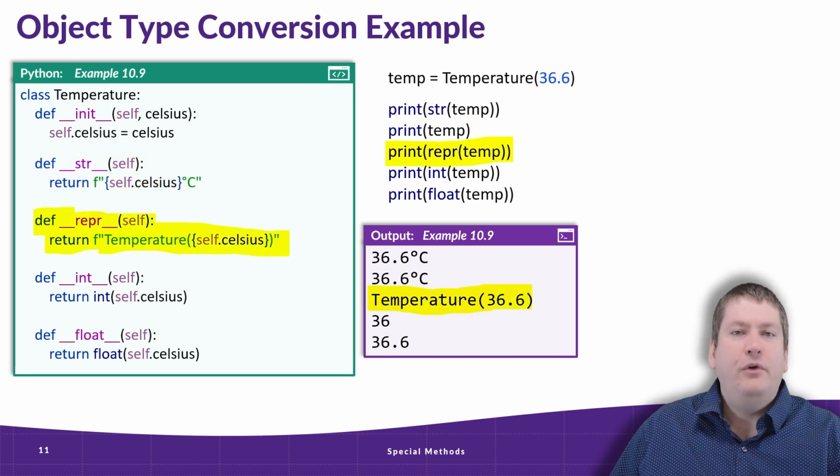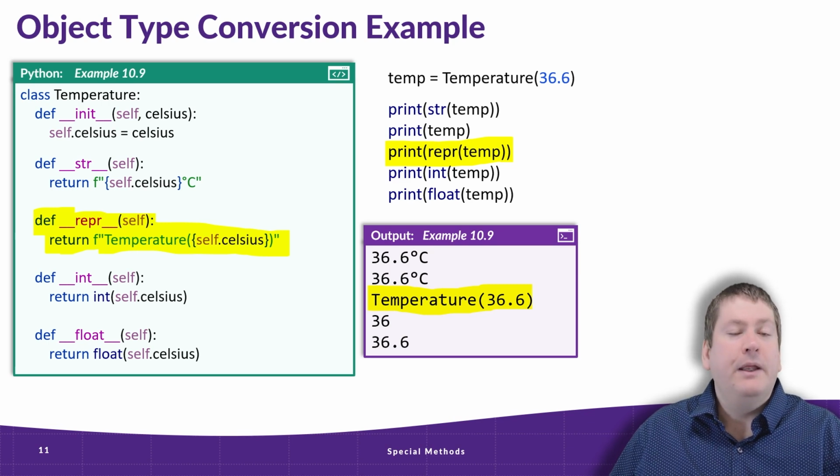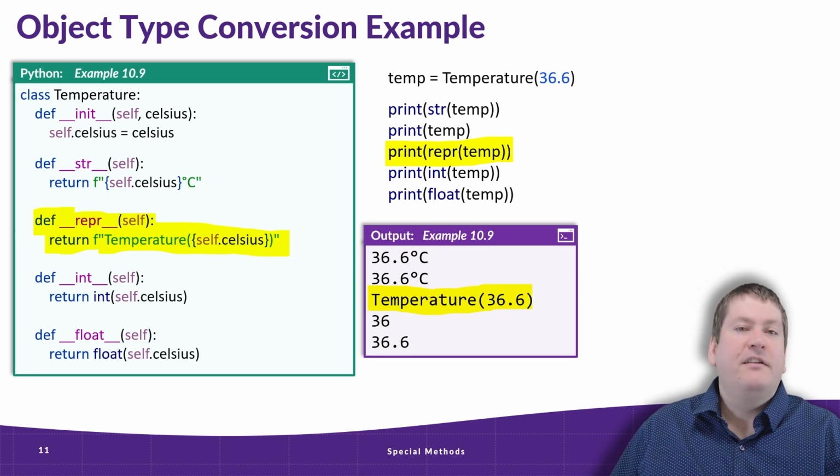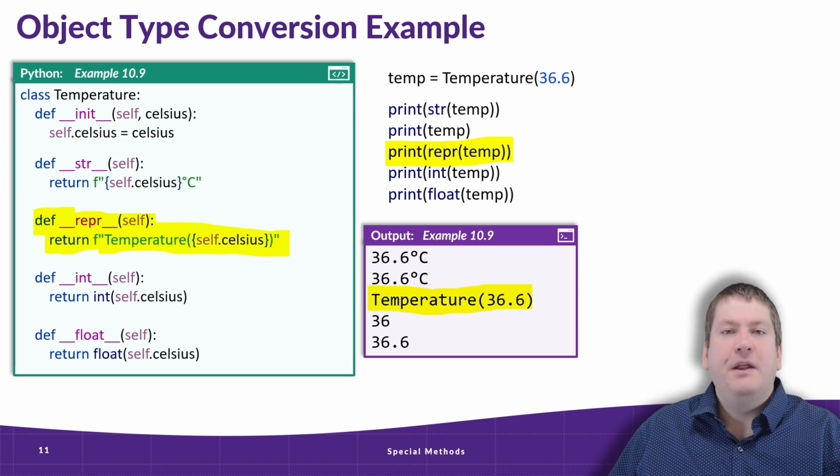Now, this is a little bit new. I don't think we've seen the REPR built-in function before, but what this does is it simply calls the REPR special method and creates a representation of the object that's more useful for developers that we could use to recreate the instance of the class. So here we see temperature, parentheses 36.6, parentheses, and that's something we could paste back into our code to make a new instance of this object.